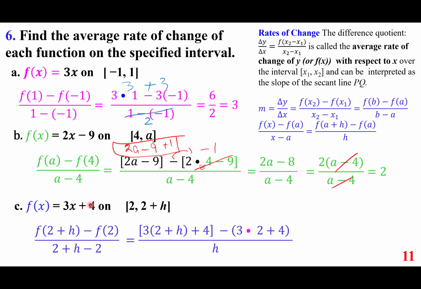Now, you really have to be very comfortable with this, because this is how differentiation takes place with the definition. So we have 6 plus 3h plus 4. This is 10. 3 times 2 is 6, plus 4 is 10. So we have minus 10. So in the numerator, 6 and 4 and negative 10 go away. It's just simply 3h. The h cancels out with the h in the denominator. The final answer is 3.